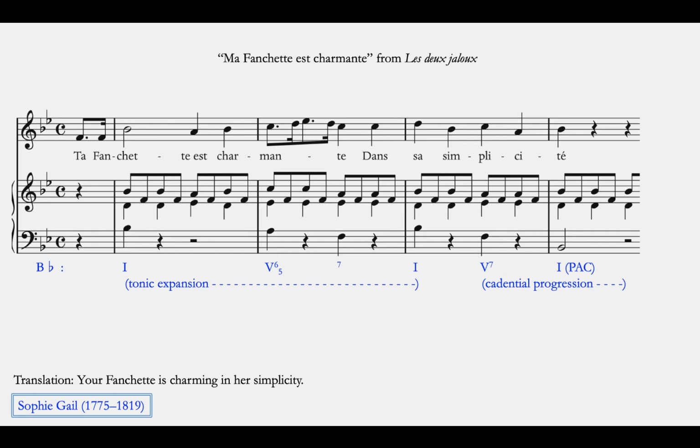Ta fanchette charmante, dans sa simplicité.